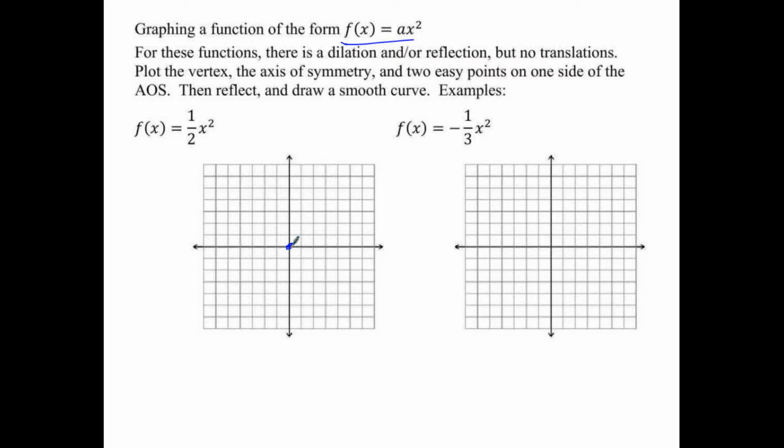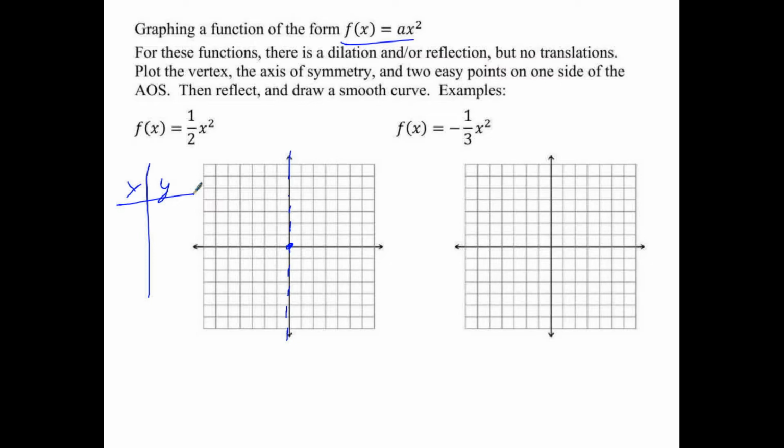For these functions, there is a dilation and or reflection, but no translations. Plot the vertex, plot the axis of symmetry. We know the axis of symmetry is going to cut directly through the vertex vertically. So we draw a dotted line through the vertex. And then you're going to want to make a little table and pick a couple of points. Okay, so we're always going to make a two-column table here unless we have a super complicated looking equation, but none of these equations are going to be super complicated, and I'll show you why by the end of the period.